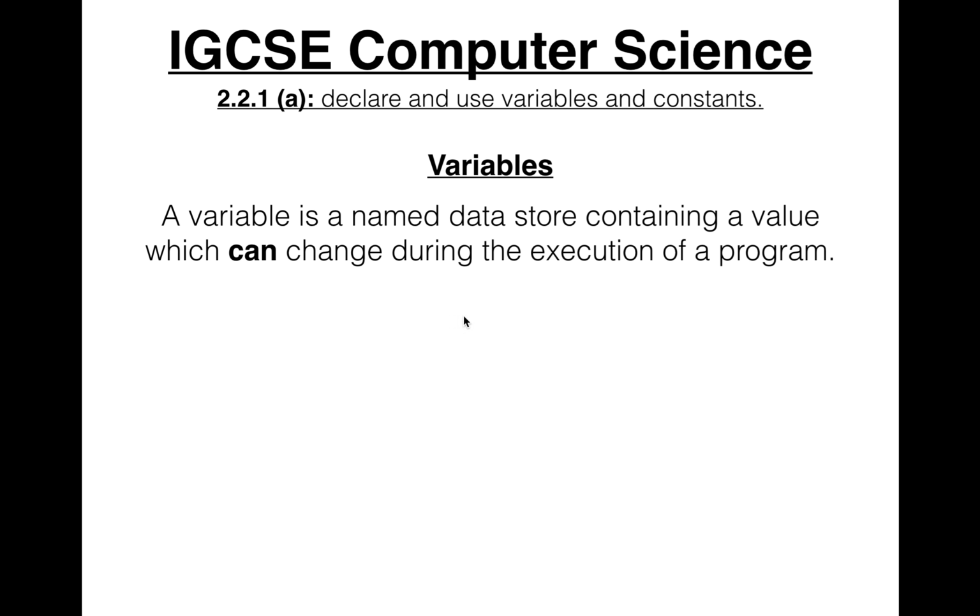IGCSE Computer Science, Syllabus Statement 2.2.1a, Declare and use variables and constants. So we looked at variables all through these past videos. We created variables for totaling, counting, averaging, and stuff like that. But what is a variable even? A variable is a named data store containing a value which can change during the execution of a program.